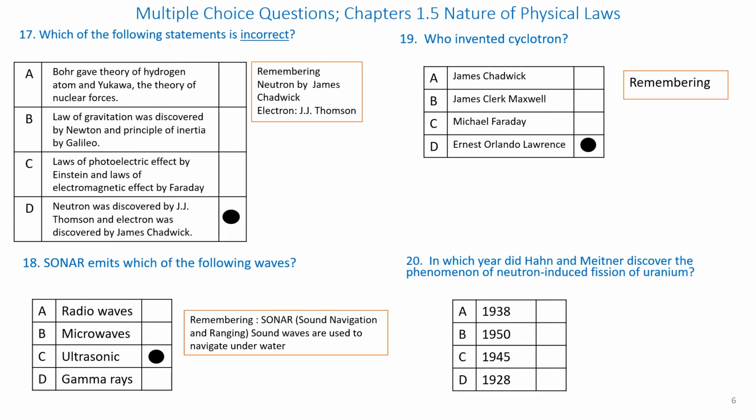Question number 20. In which year did Hahn and Meitner discover the phenomenon of neutron-induced fission of uranium? So you have to remember the year. Choices are 1938, choice B 1950, choice C 1945, and choice D 1928. So in 1938, Hahn and Meitner discovered the phenomenon of neutron-induced fission.